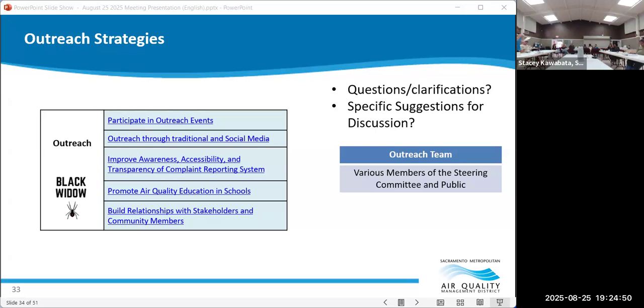Some of the things that we are going to do at our outreach events are, first of all, we did create a calendar. We will distribute educational materials on air quality. We will collect community input and we will track our outreach activities. You can see that a little bit more detail is in there.